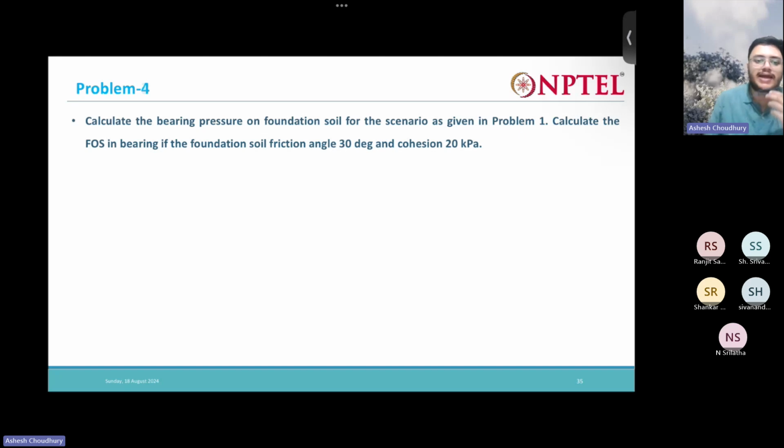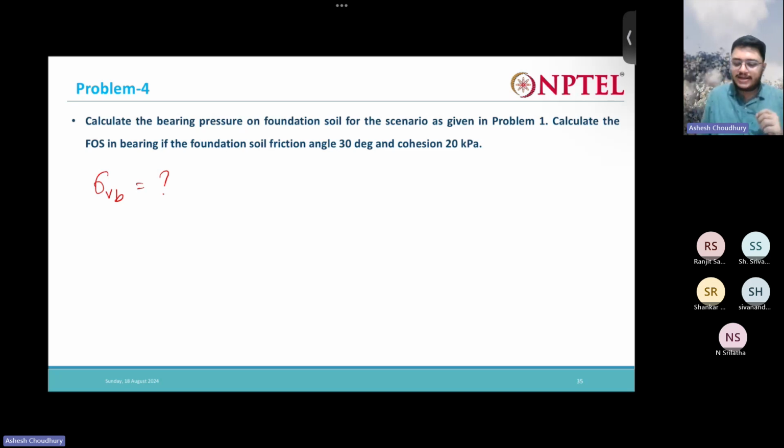Now try to do this problem. Calculate the bearing pressure on foundation soil for the scenario as given in problem 1. Calculate the factor of safety in bearing if the foundation soil friction angle is 30 degree and cohesion is 20. You have to find out first the bearing pressure that is coming into the foundation. So try to find out this.